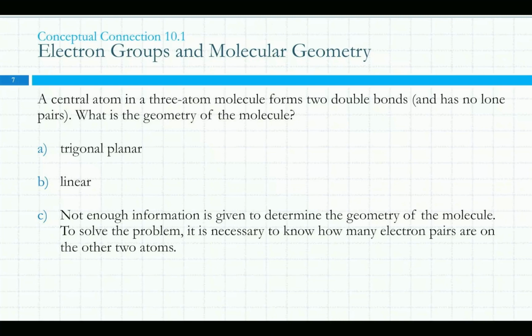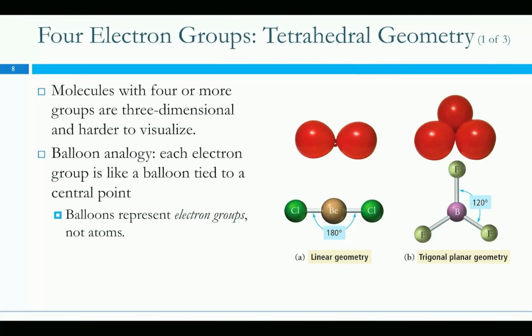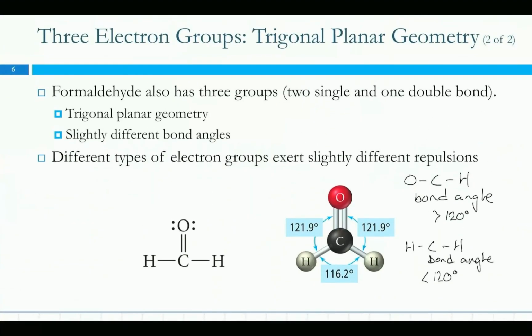Okay, so we have a central atom in a 3-atom molecule, forms 2 double bonds, has no lone pairs. What would that geometry be? So if we think in terms of the AXE, 2 double bonds would be AX2. And then no lone pairs, linear. Sorry, it would be AX3. I did the AX3 family. Because the thing that's not on the slides here, right?